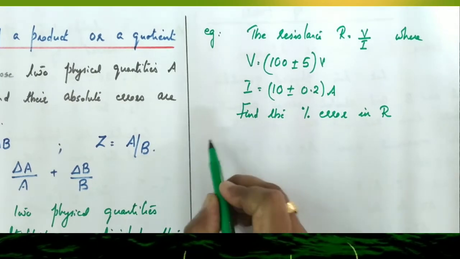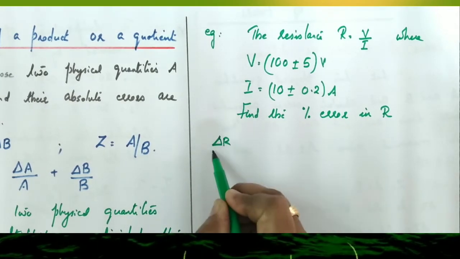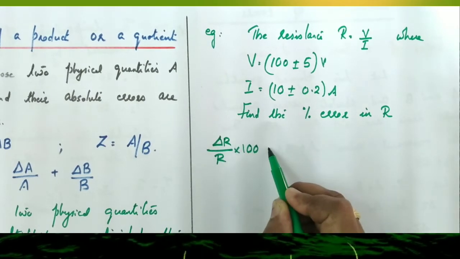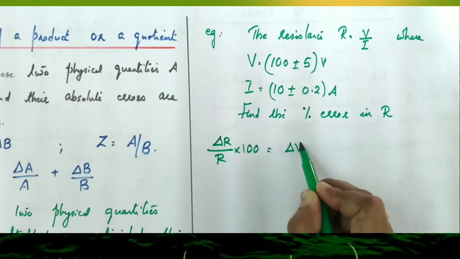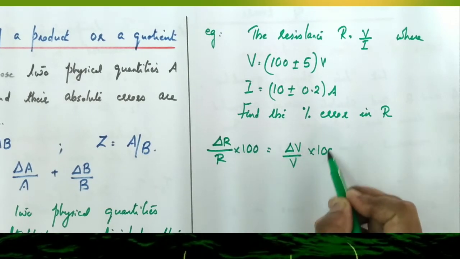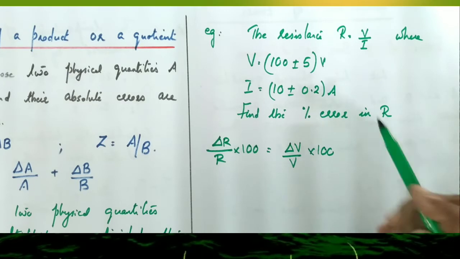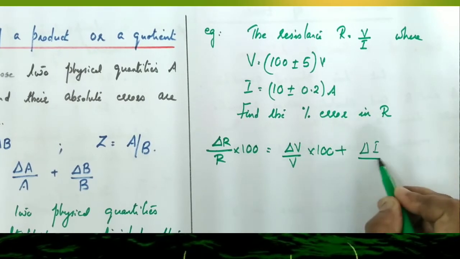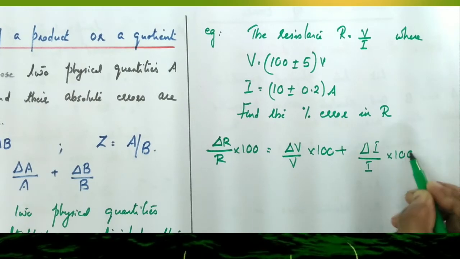Here the question asks for percentage error, no? So what is the percentage error in R? Delta R by R into 100, relative error into 100, is equal to the percentage error, equal to delta V by V into 100, that means the percentage error in the voltage V, plus the percentage error in current, that is delta I divided by I into 100. This is the method.